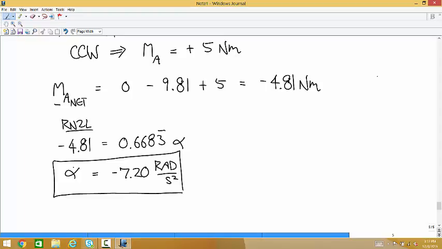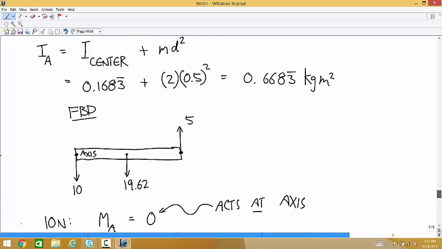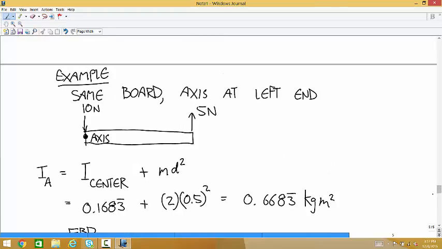And did you just use the 0.6683 repeating from the first part of the problem? We did that before I started doing moments. Here it is right here. We had to use the parallel axis theorem. So we had the original one plus the mass times the distance squared. Okay. Any other questions?